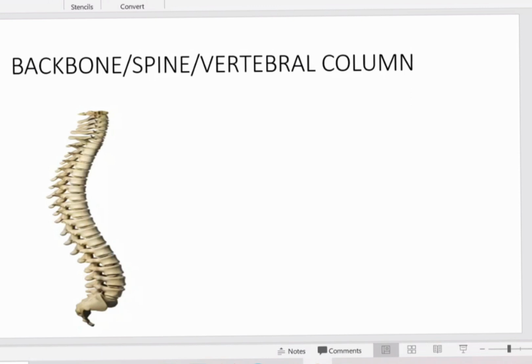We'll move to the next part. Your skull is connected to an arrangement that supports your body and gives you the framework. It is called the backbone or spine or vertebral column.